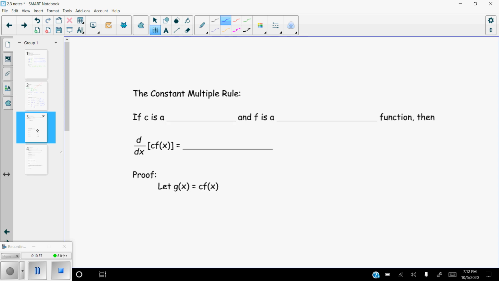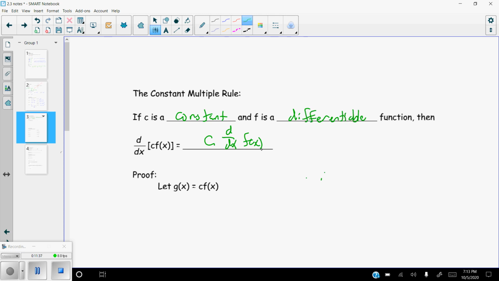Okay, so now we have this thing which is called the constant multiple rule. It's not really anything that you have to memorize by definition. You just kind of need to know how to use it. The constant multiple rule says if c is a constant and f is a differentiable function, meaning that the derivative exists, then the derivative of some constant times f of x is the same thing as the constant being pulled to the front and then taking the derivative of f of x.